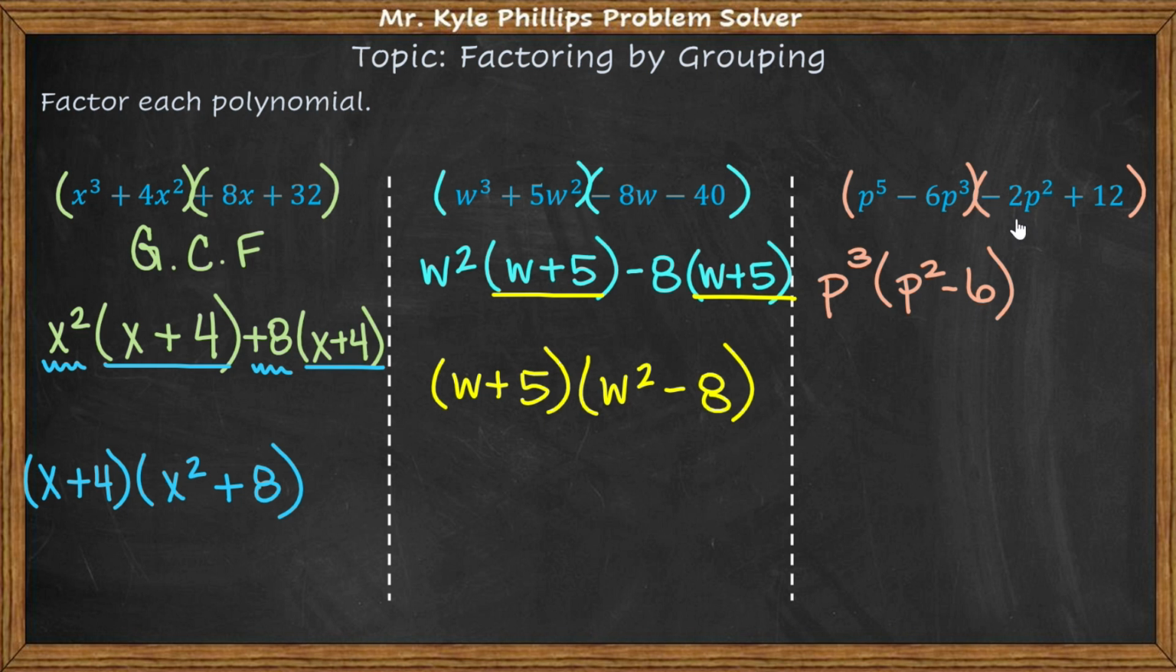Here, this is a negative 2p squared. So I'm going to factor out a negative 2 so that the p squared becomes positive and the 6 that remains becomes negative. So now I will pull out the common factor of p squared minus 6. So here we have p squared minus 6, and what is left is p cubed minus 2.